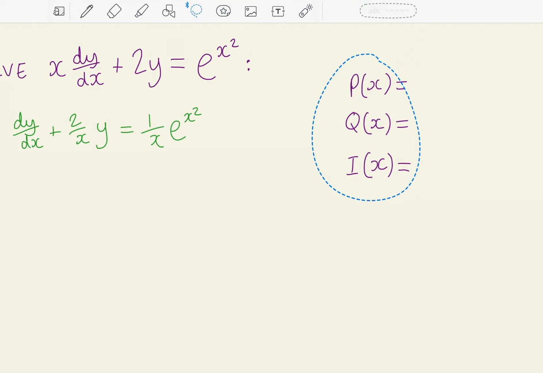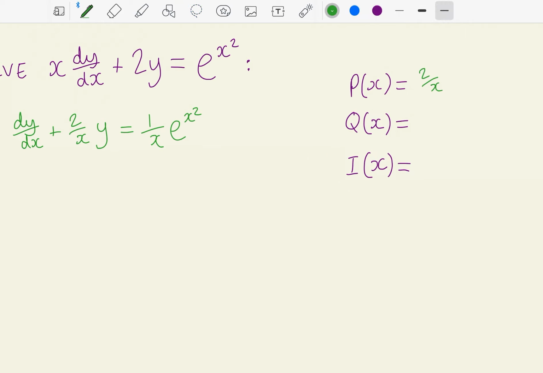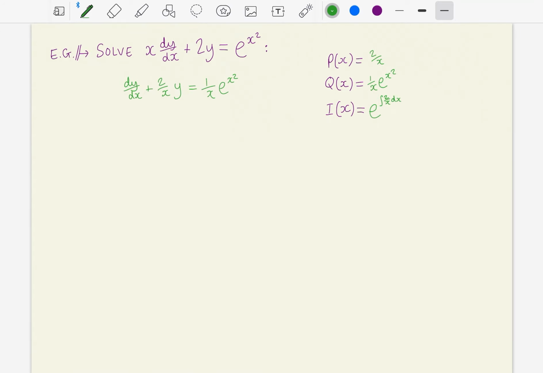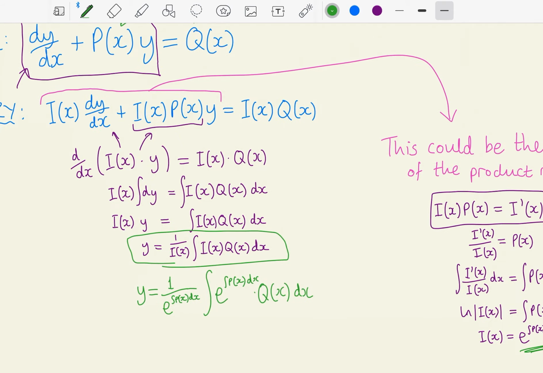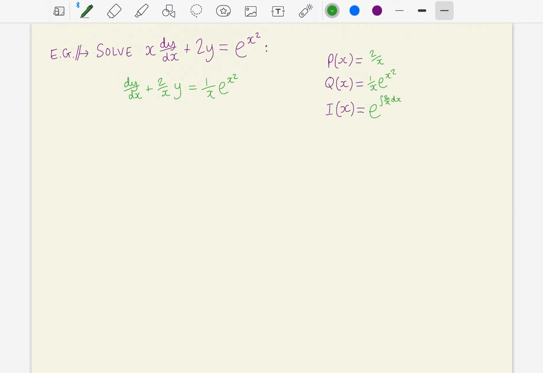My p of x is going to be 2 over x. My q of x is going to be this here, and I of x, well, that's e to the power of the integral of p, so that's e to the power of the integral of 2 over x. Next, I don't have to do this whole method. I can, in fact, jump straight to this when you're actually solving in an exam. So y equals 1 over I times the integral of I times q.